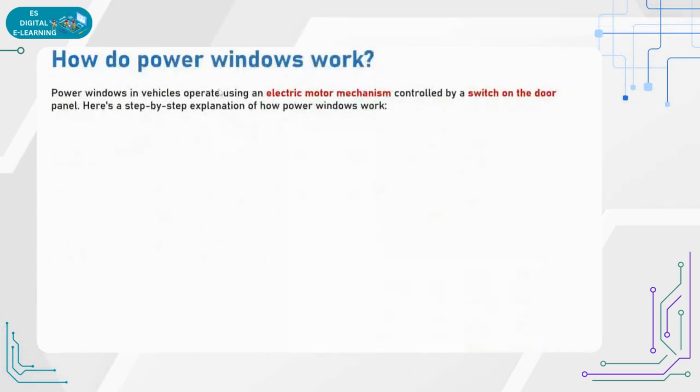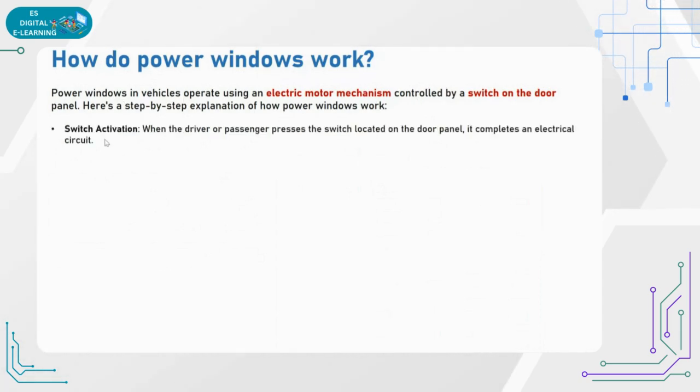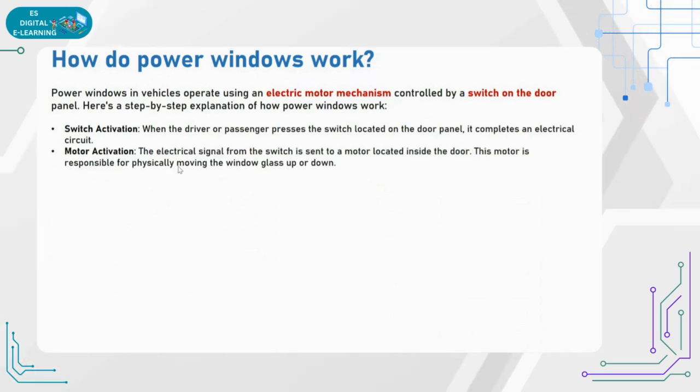How does this power window work? The power window is operated by an electric motor mechanism, generally controlled by the switch on the door panel. First we activate the switch. Whenever the driver presses the switch, that information goes into the circuit, and then the motor will be activated. The motor is inside the door, and it moves the window glass up and down. So that is the motor activation.